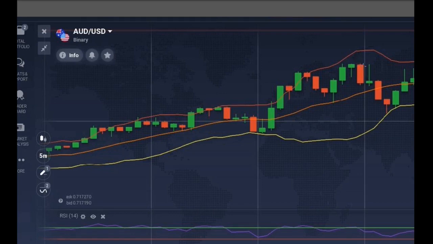So you see price retrace back to this level, and so you place a 5 minutes entry. So you can see there is a clear win.